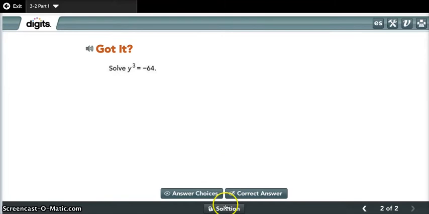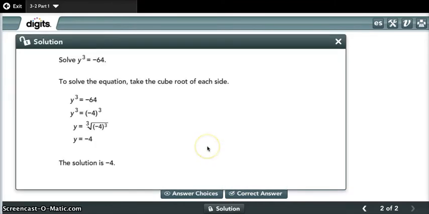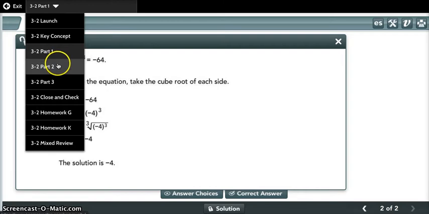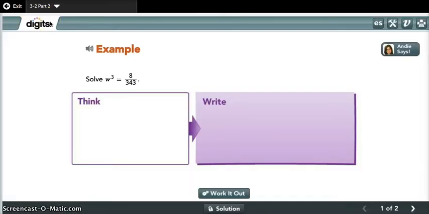Hopefully you said y equals -4 as your answer. Here's the directions if you need to take a look. Otherwise, we are jumping right into part 2. Here we are in part 2. I warned you we're going to go a lot faster in this one, so please feel free to pause the video and go back if you need to rewatch a portion of the video.